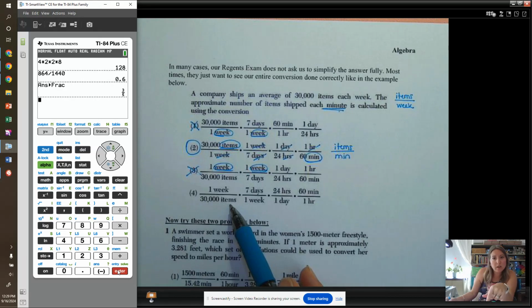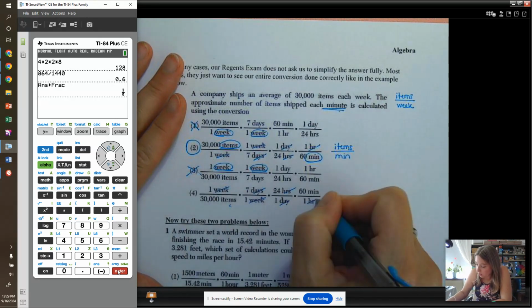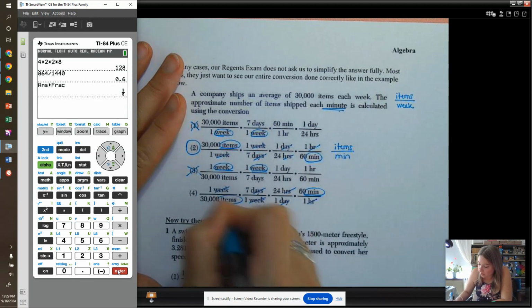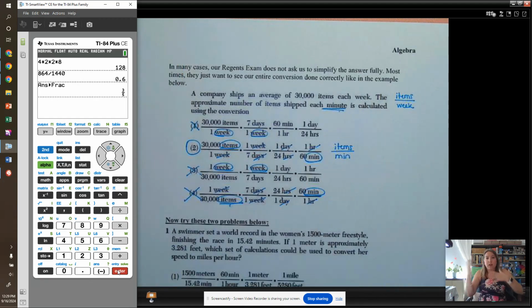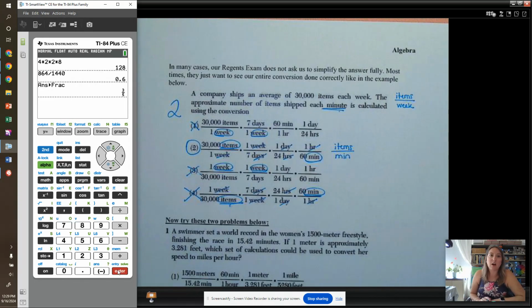In this one, if you look, everything cancels out, but you end up with minutes over items, and that is not what we were looking for. That's the inverse relationship. That's the reciprocal of what we wanted. So we wanted to make sure we had items per minute, and that's what we saw on choice 2.